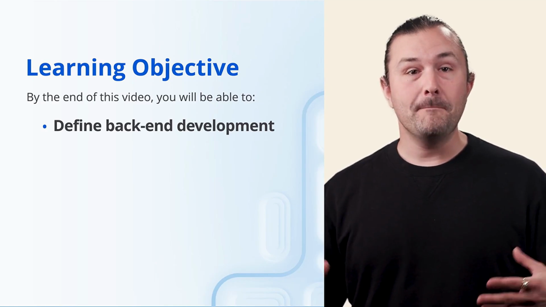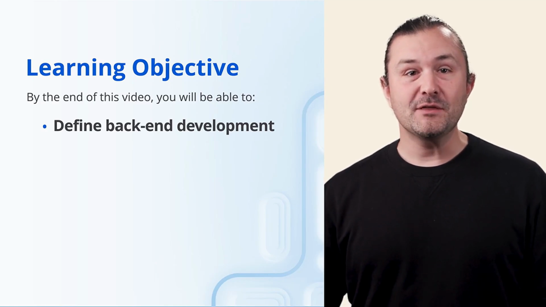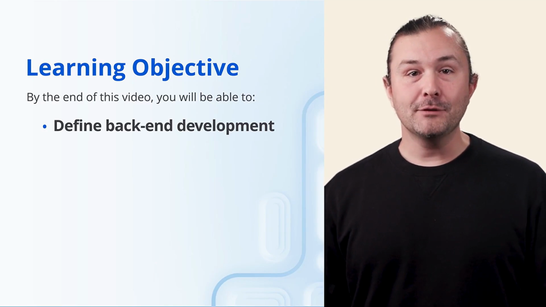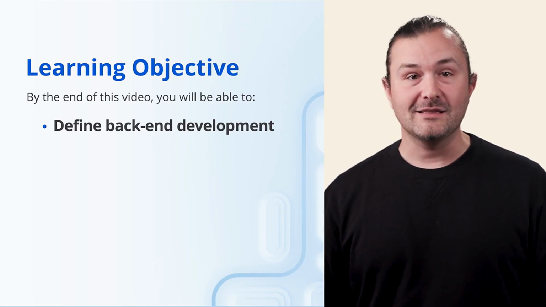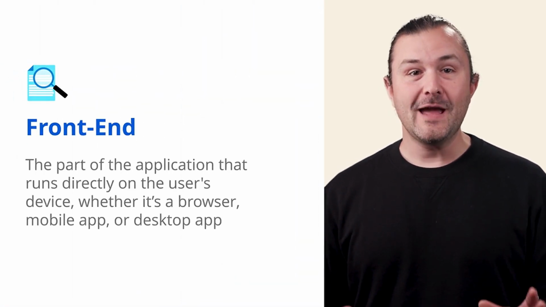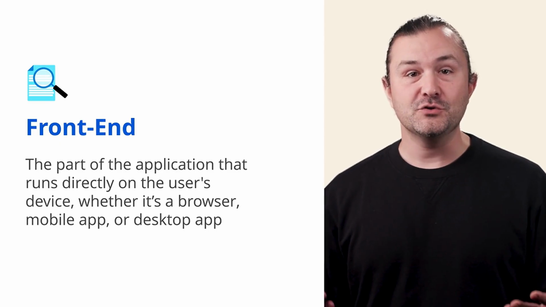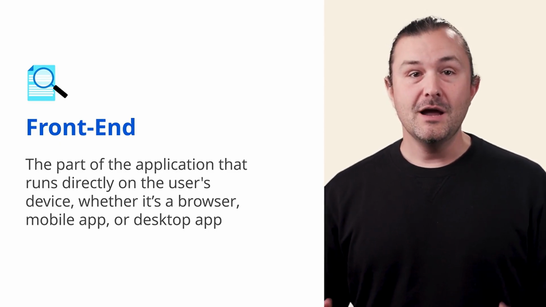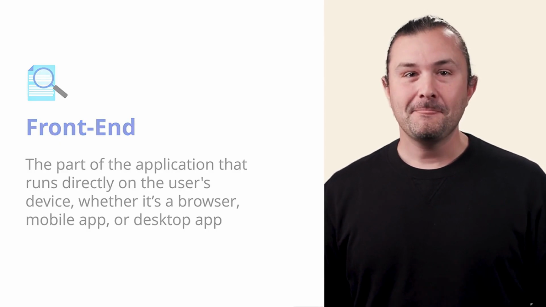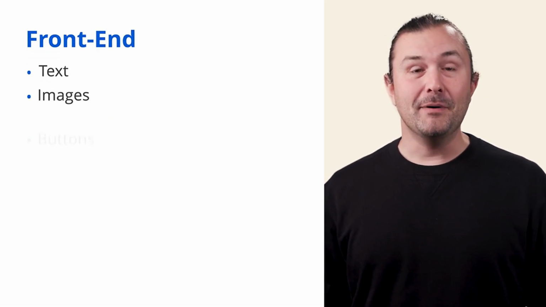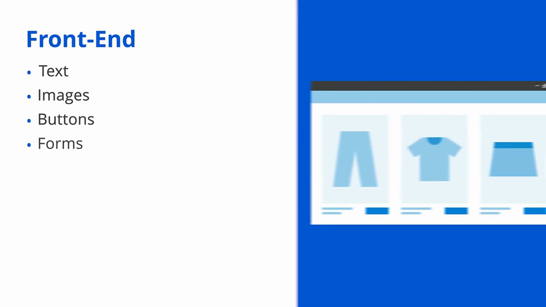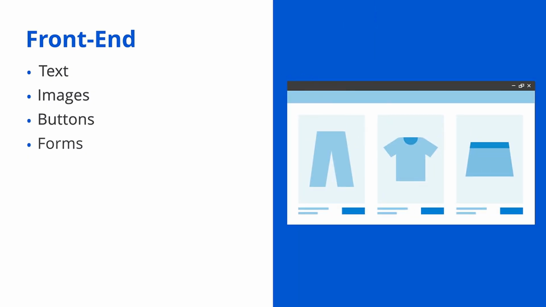But before we explore back-end development, let's first examine the front end, the part of the application that users interact with directly. The front end is the part of the application that runs directly on the user's device, whether it's a browser, mobile app, or desktop. This includes everything a user interacts with, like text, images, buttons, and forms. For example, when you visit your favorite online store, the layout, colors, and fonts you see are all created by front-end code that runs in the browser.